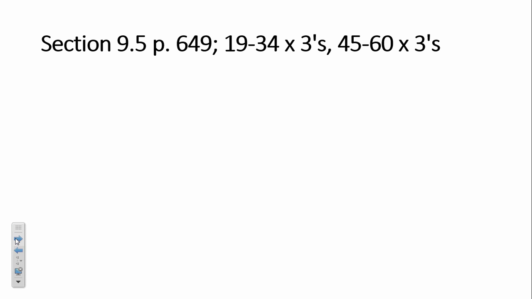Page 649. 19 to 34 by 3s. 45 to 60 by 3s.